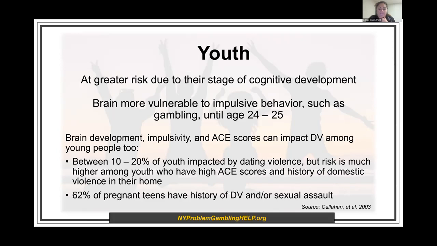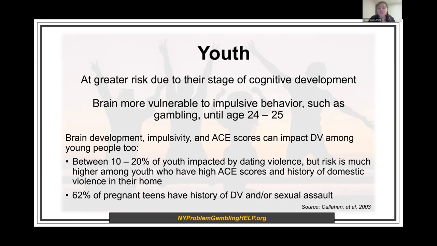And if we look at things like brain development, impulsivity, and ACE scores, which look at adverse childhood experiences, we see that those can impact domestic violence among young people too. Some data we found is that between 10 and 20% of youth have been impacted by dating violence. We also found that the risk is much higher among youth who have existing high ACE scores and a history of domestic violence in their home. So we see those rates much higher amongst youth who have been impacted by previous trauma. The data also found that 62% of pregnant teens have a history of domestic violence or sexual assault.